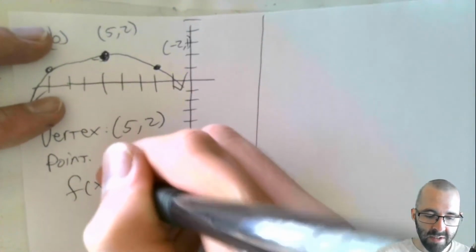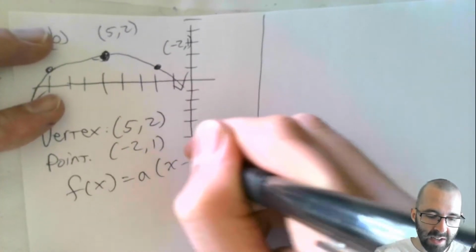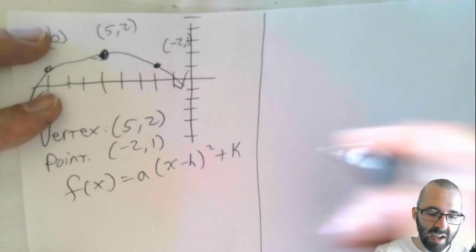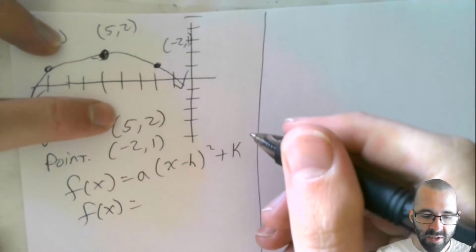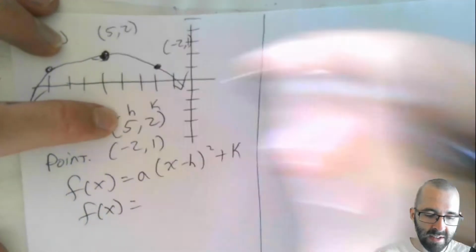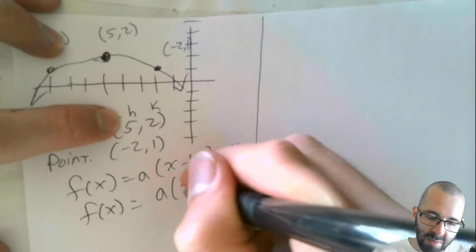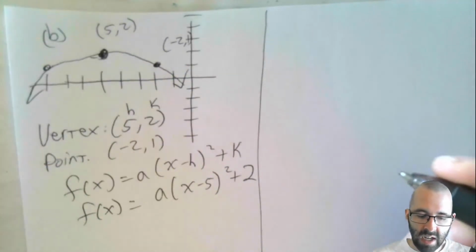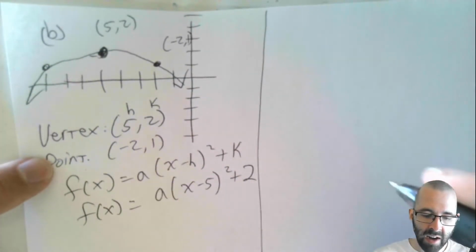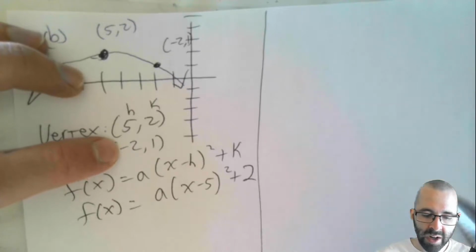So we know f of x is always equal to a times x minus h squared plus k. We know our h and our k here. hk is our vertex, right? This is h, that's k. So it's a times x minus 5 squared plus k, which is 2. Now we need to use this point and solve for a. When x is negative 2, y is positive 1.